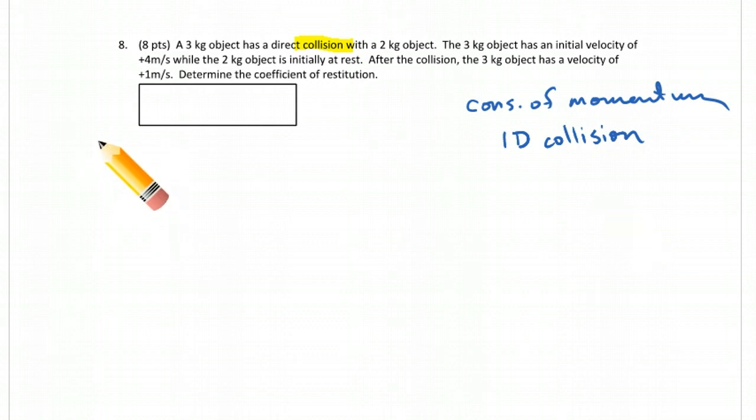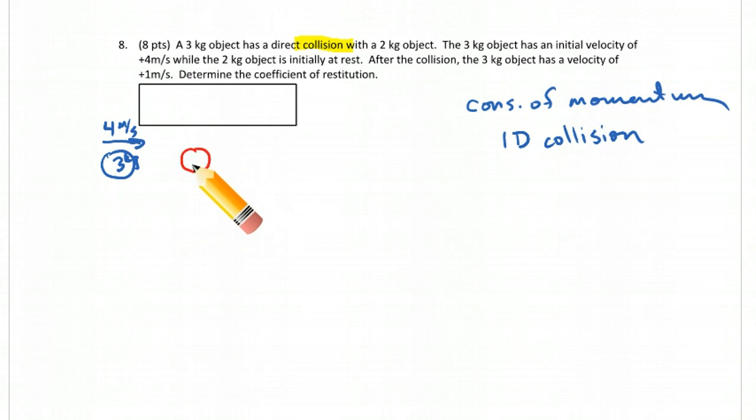And so let's draw a before and an after. So we have our 3 kilogram object moving at 4 meters per second, and it's going to collide with our 2 kilogram object. It's initially at rest. So that's before.